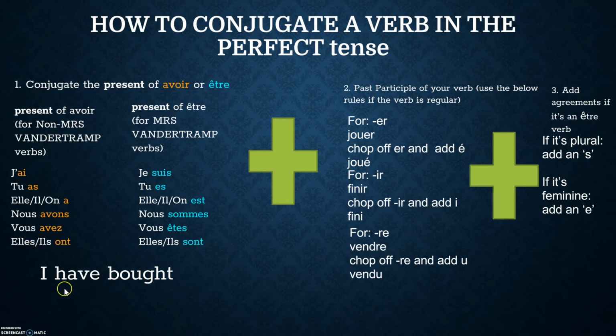In this phrase, we're talking about I, which means we need to conjugate the je form of avoir, which is j'ai. So that's the first half of our conjugation done. The second half of our conjugation, we need the past participle of our verb. Acheter is our verb. It's regular. It's an ER verb. We're going to chop off the ER in acheter and we're going to add an E with an accent. So there you go. Ask ourselves, do we need an agreement? No, we do not. It's an avoir verb.